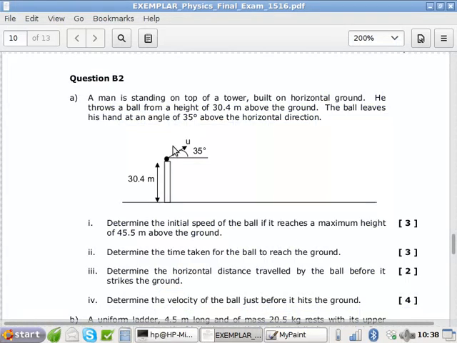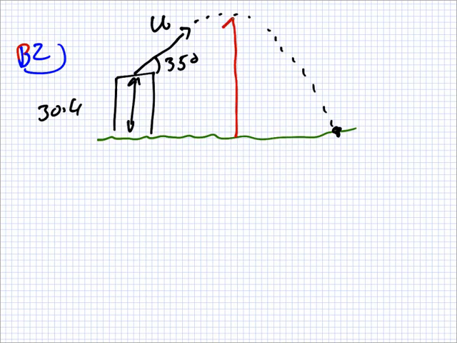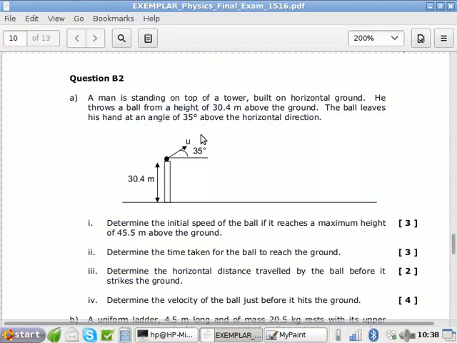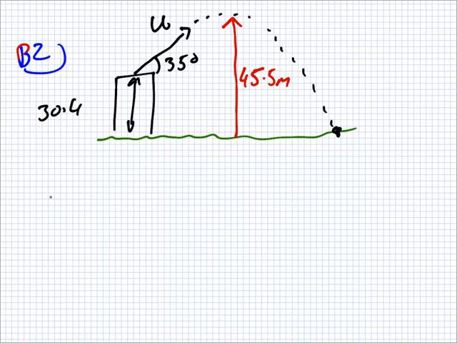The maximum height above the ground is 45.5 meters. You know that it reaches a height of, say again? 45.5. Right, and is that all you know? Yes. What's the speed? We don't know. Right.